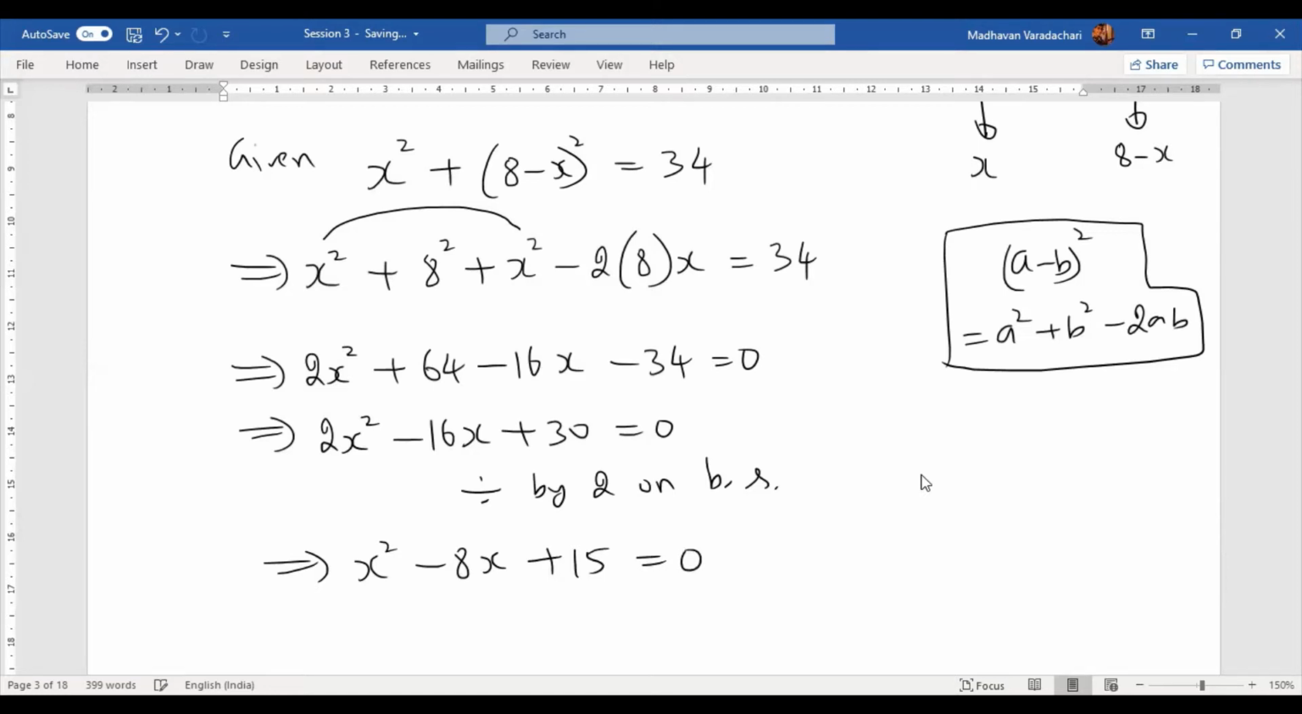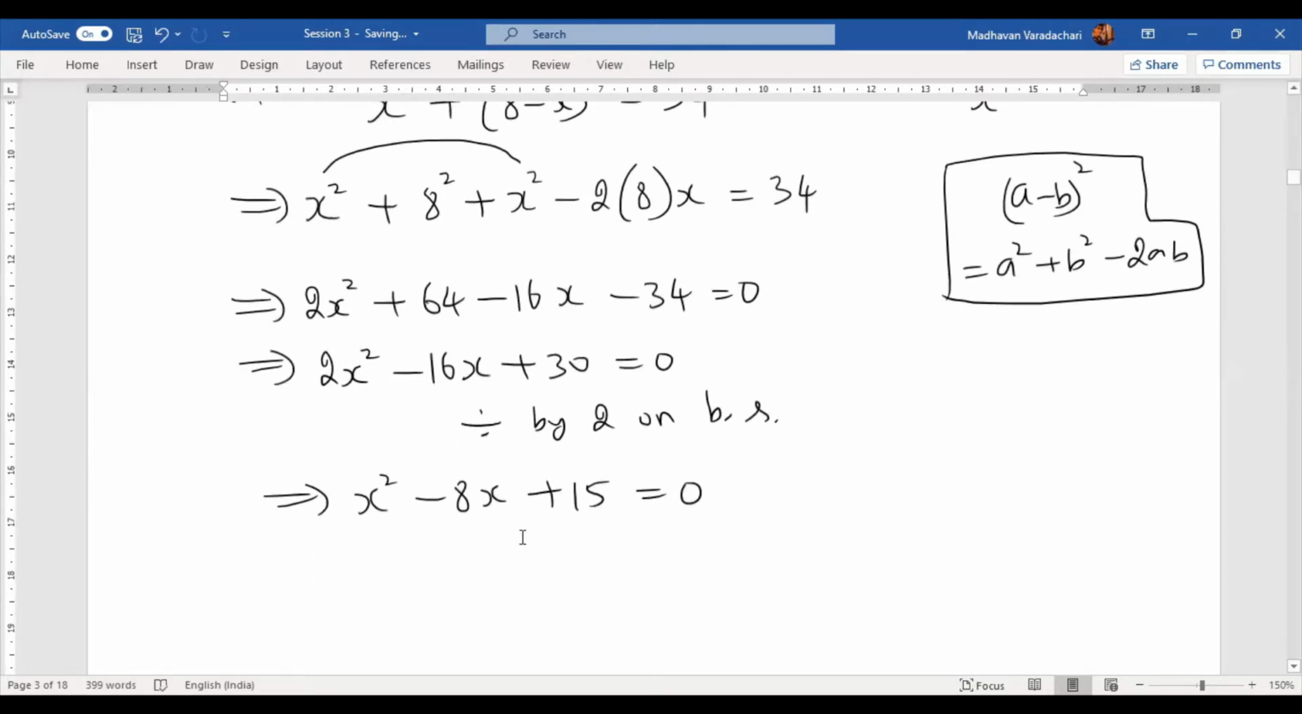Right? Now, we can think about factorization. I should think about some numbers which, if I add, I should get this -8, because that is the b here. Coefficient of x square is 1 only, so a is 1. What is b? Coefficient of x, which is nothing but -8. What is c? Constant, which is 15. So we identified a, b, c.